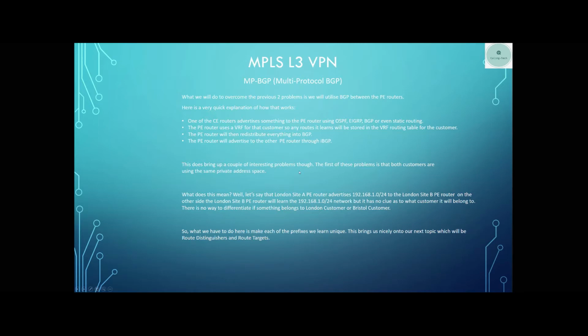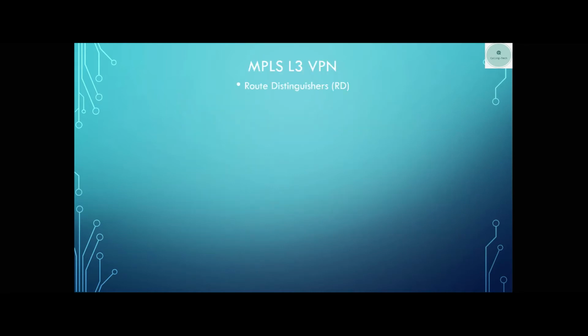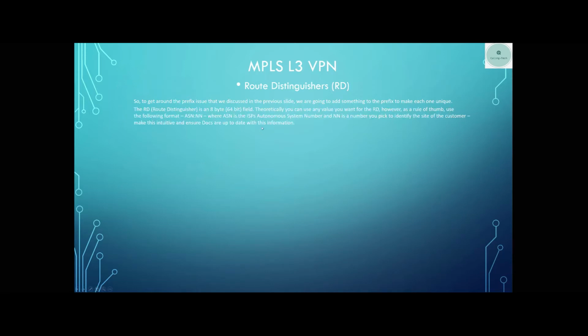So what we have to do here is make sure that the prefixes that are learnt are unique. That brings us on to the topic of route distinguishers and route targets. Let's deal with route distinguishers first. We're going to add 64 bits to the 32-bit IP address to make it what we would call a VPNv4 route, which is a 96-bit address, if you like. The route distinguisher is an 8-byte, 64-bit field.